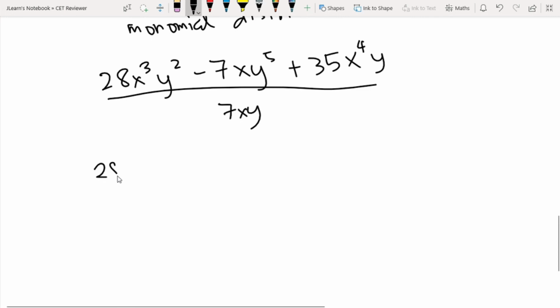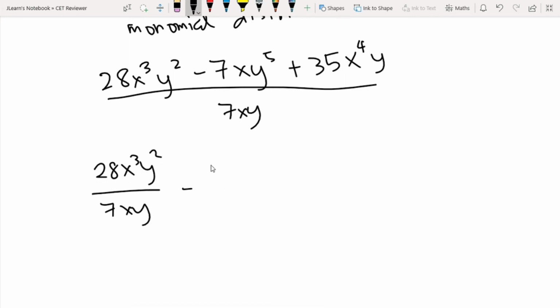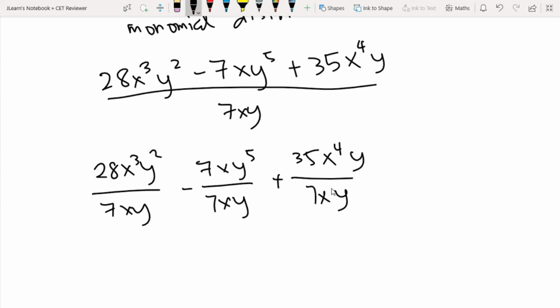We say na 28x cubed y squared all over 7xy minus 7xy to the fifth over 7xy plus 35x to the fourth y over 7xy. Okay? So now we can apply yung mga laws of exponents na natutunan natin in the previous lecture. Okay? So 28x cubed y squared over 7xy, that will be equal to 4x squared y. Then minus 7xy to the fifth over 7xy.